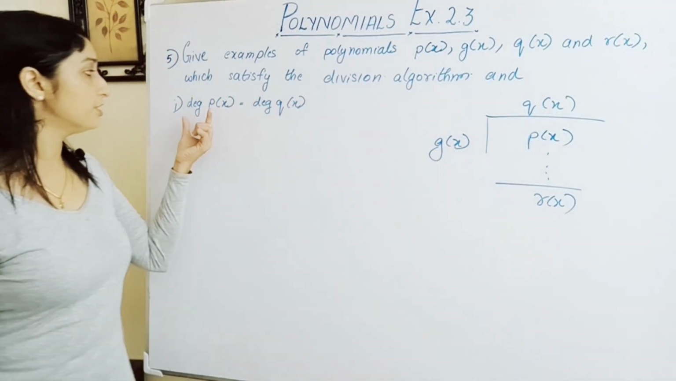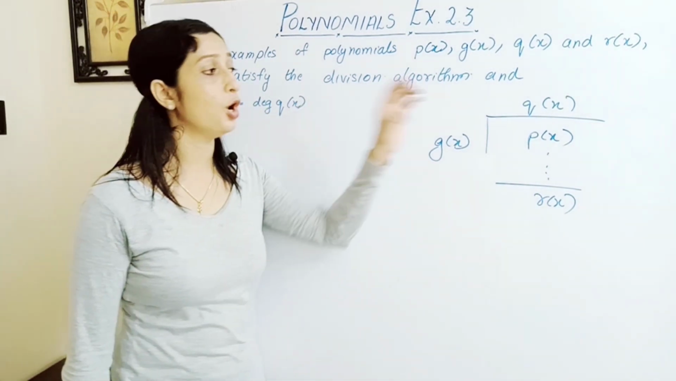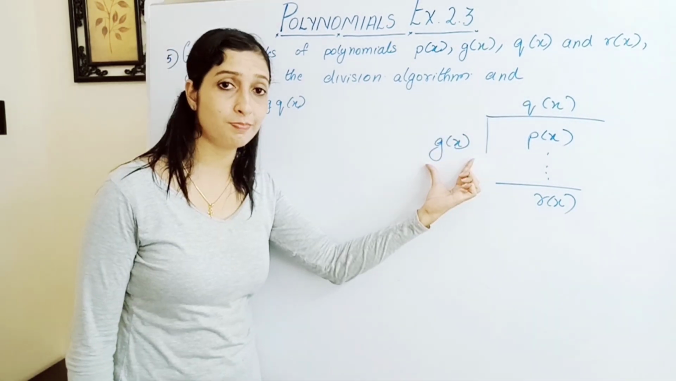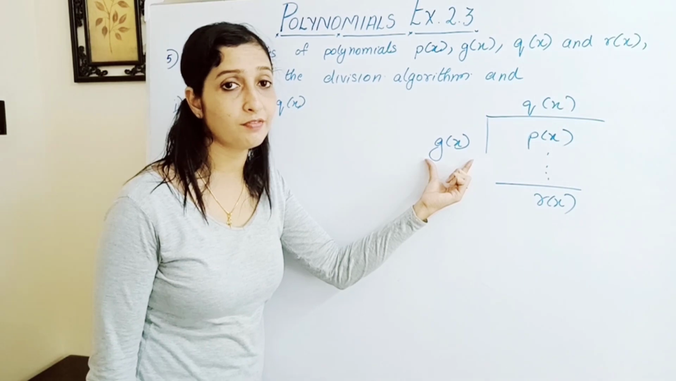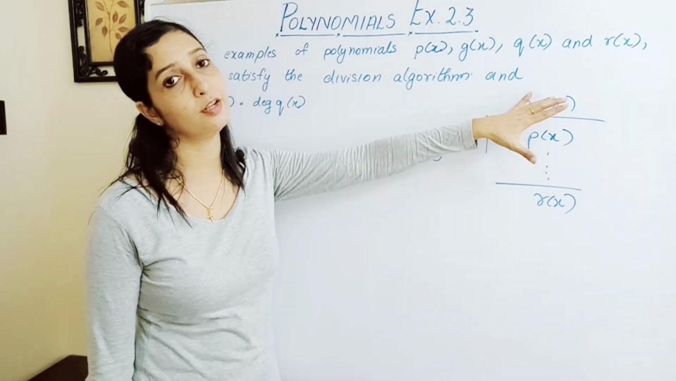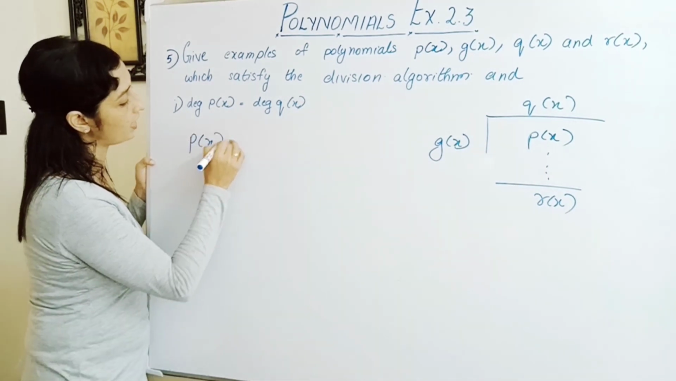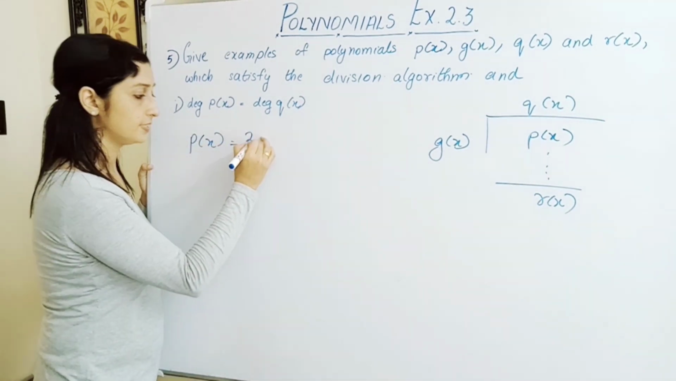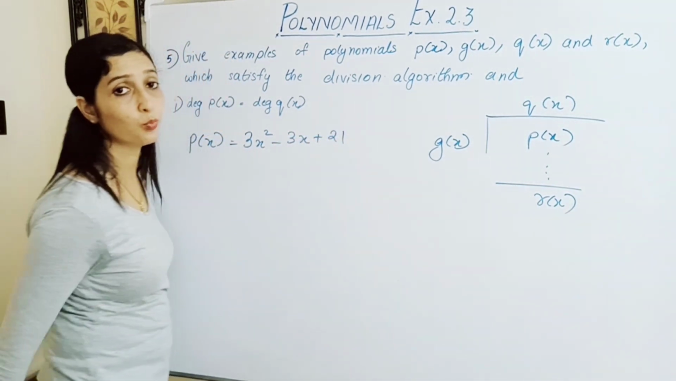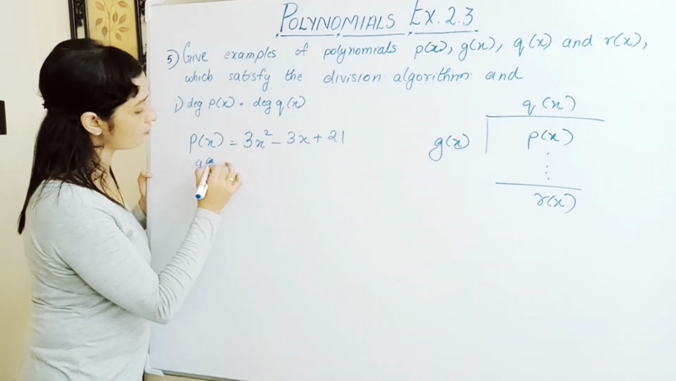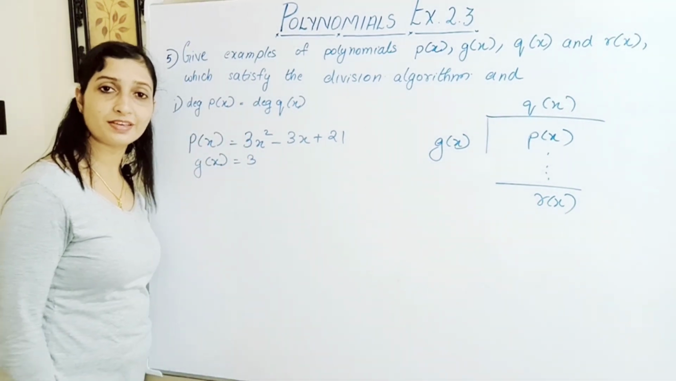So for the degree of the polynomial to be the same as the degree of the quotient, what should g of x be? G of x should be a constant. It cannot take any variable as it will change the degree of the q of x. So let p of x is equal to 3x square minus 3x plus 21 and I am taking g of x as 3. Then let us find the q of x and r of x.